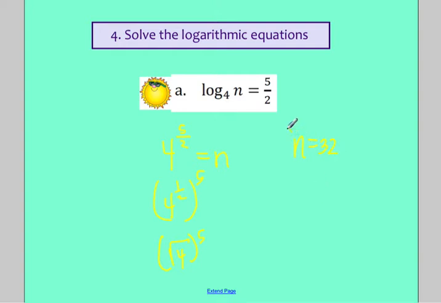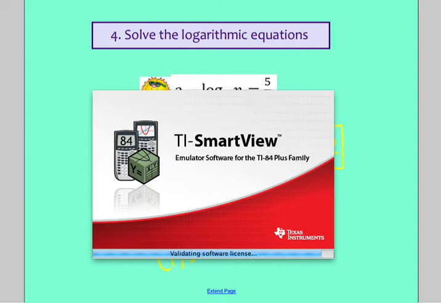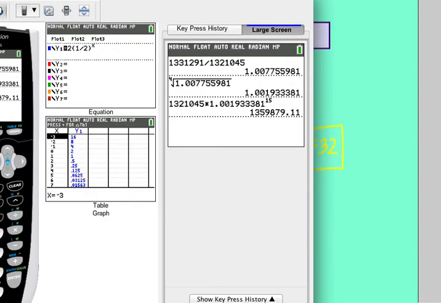Or the other way, since you like to make life easier, you can literally type this in on your calculator. You would do 4 to the 5/2. The biggest thing is to remember that you need to put your exponent in parentheses. If my calculator gets pulled up here, I will quickly show you how to do that. While we're waiting for that, why don't you go ahead and start B and C. Do B and C real quick, or at least try B on your own.